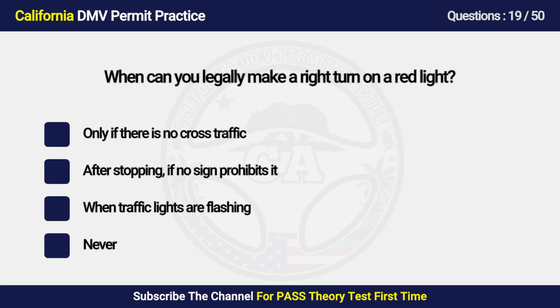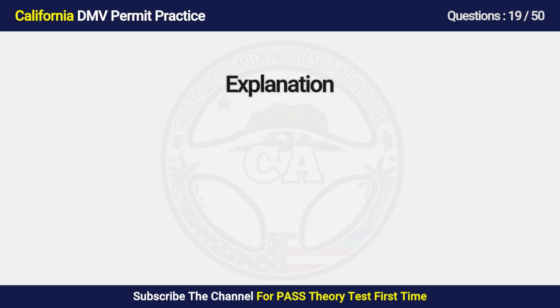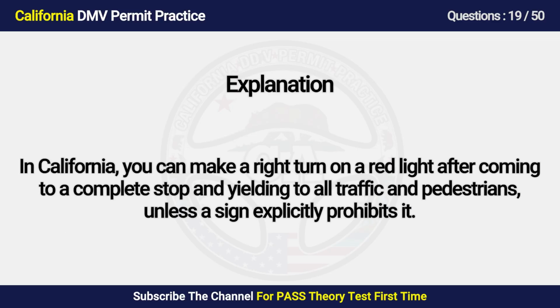Question 19. When can you legally make a right turn on a red light? A. Only if there is no cross traffic. B. After stopping if no sign prohibits it. C. When traffic lights are flashing. D. Never. Answer is B. After stopping if no sign prohibits it. In California, you can make a right turn on a red light after coming to a complete stop and yielding to all traffic and pedestrians, unless a sign explicitly prohibits it.